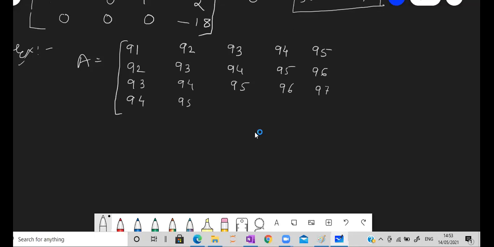94, 95, 96, 97, 98. The last 2-digit number is what? 99. Okay, let me write like that and complete. Isn't it a very interesting example? Don't be scared. This is very simple.